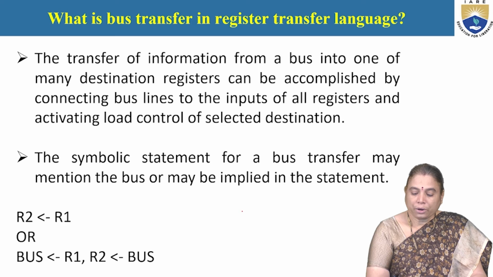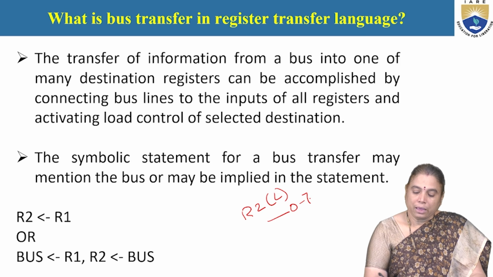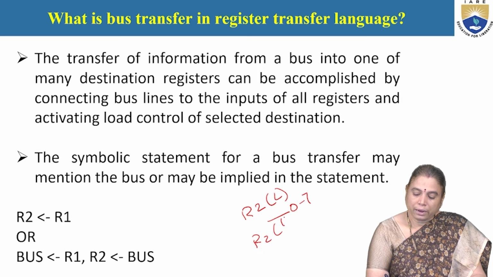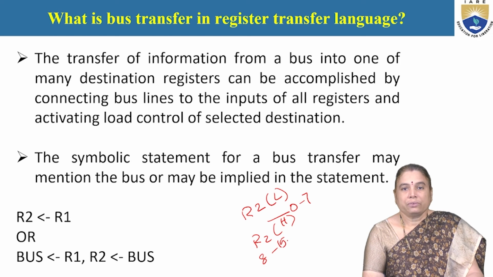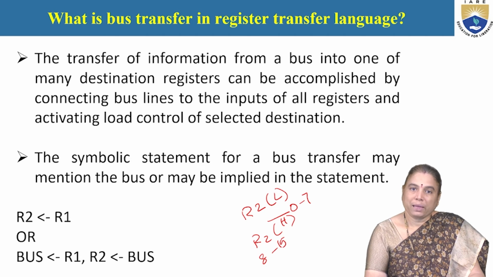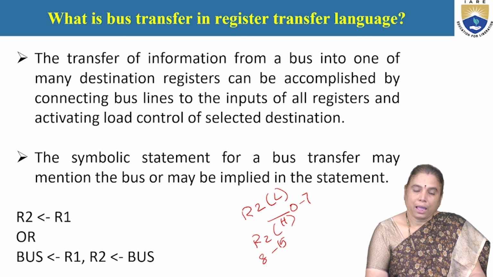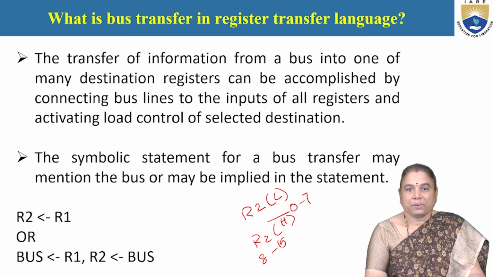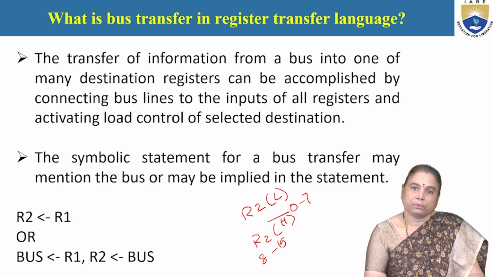For example, R2 is a 16-bit register. R2L means it is denoted with the 0 to 7 bits. R2H means it is used to represent 8 to 15 bits. So the part of the register can be generally denoted with the parentheses, and the data transfer can be represented with the arrow marks. The direction of transfer can be represented with the arrow marks. And if there are multiple RTL instructions in sequence, those can be separated with a comma.